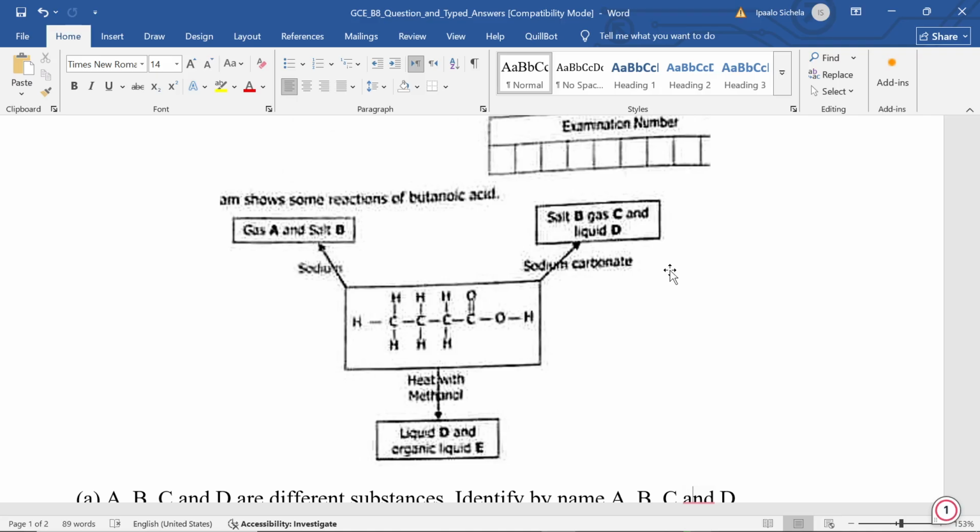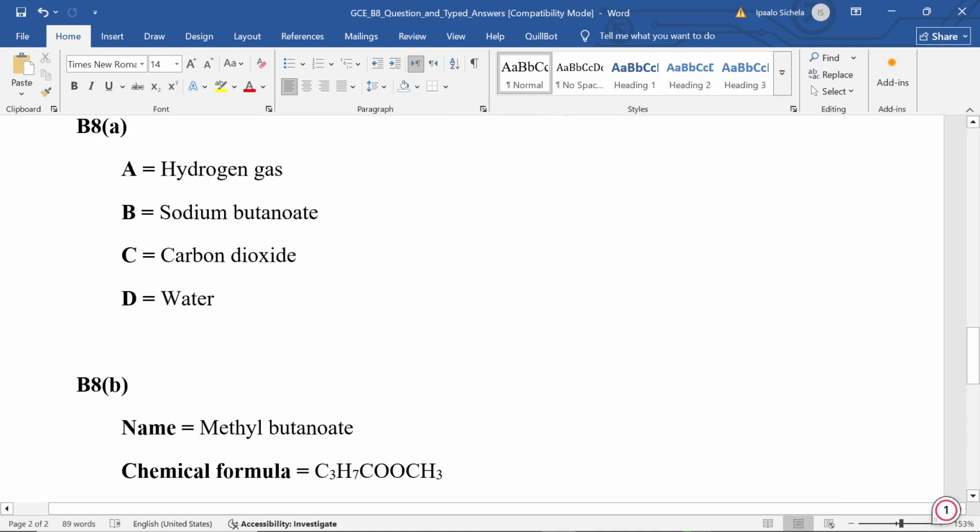Because what is formed is a salt, carbon dioxide, and water. Salt B is sodium butanoate, which we already found here. Gas C is carbon dioxide, and liquid D is water. You find this under acids and bases, chemical properties of an acid: an acid reacts with a carbonate to form salt, carbon dioxide, and water. So the answers are hydrogen gas, sodium butanoate, carbon dioxide, and water.